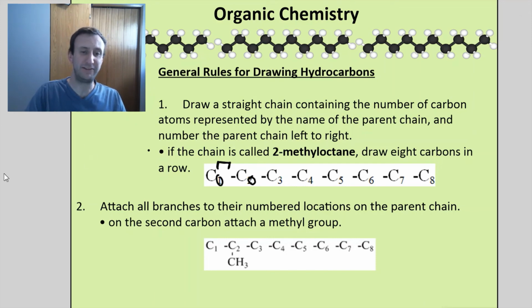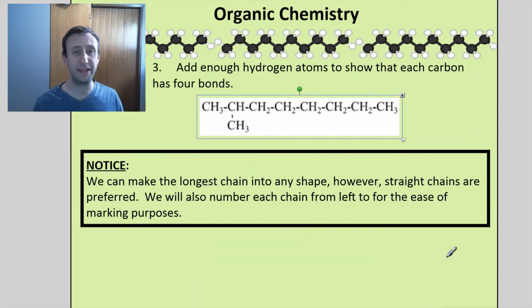Then what we do is we attach all branches to their numbered locations on the parent chain. So given that we know we're going to be on the second carbon for the methyl, then we put our methyl, our CH3 group right there. After that, we're going to attach all of our hydrogens by counting how many lines or bonds we have to each carbon, and then how many hydrogens we need connected to that carbon to get to 4.